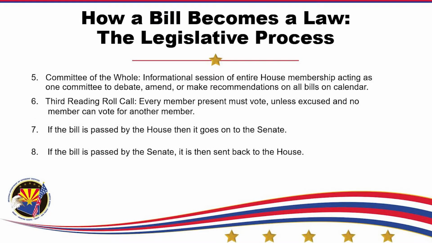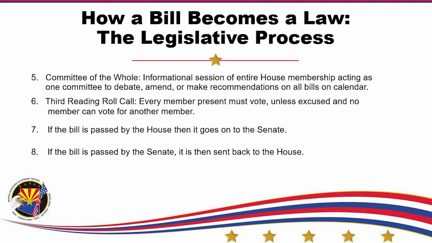Once out of rules, the bill goes to caucus, where the majority and minority caucuses receive a briefing on the bill by staff. After caucus, the bill goes to the Committee of the Whole, which is a session of the entire chamber acting as one committee to debate and offer amendments on the bill. Third reading is the vote of the entire chamber that determines whether or not the bill keeps moving through the process. Once the bill passes out of the third read in the House, it goes over to the Senate, where it starts the same process all over again.